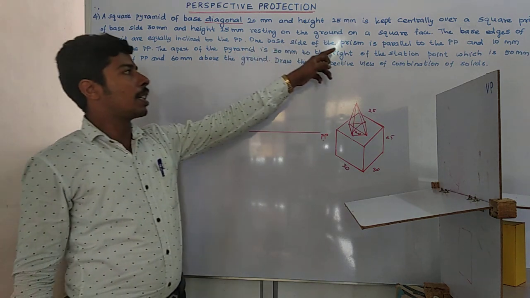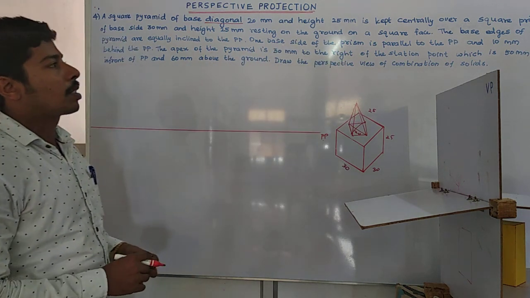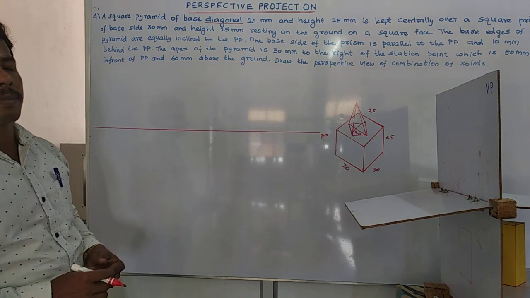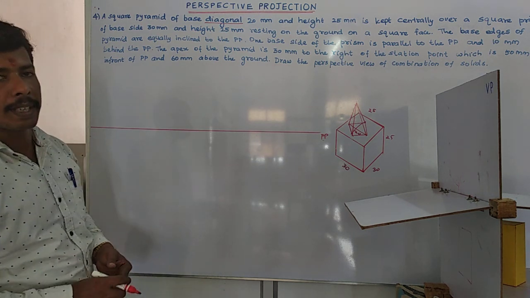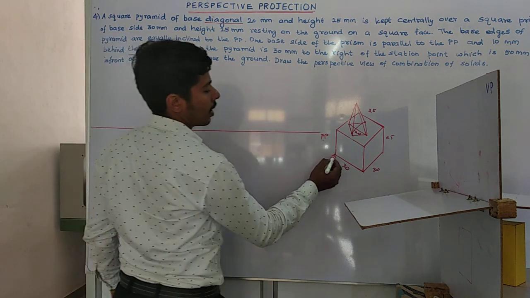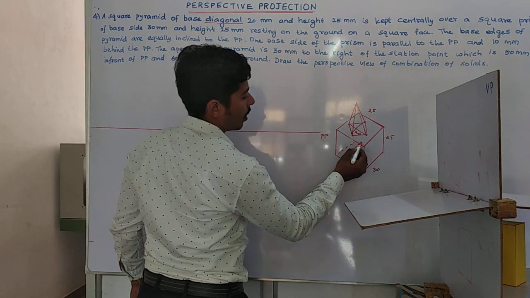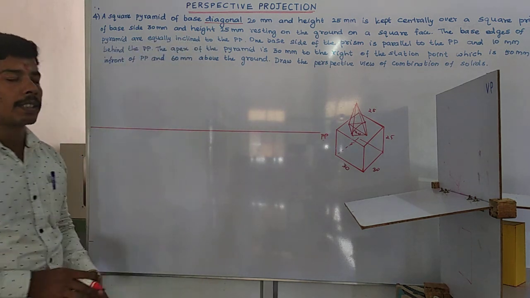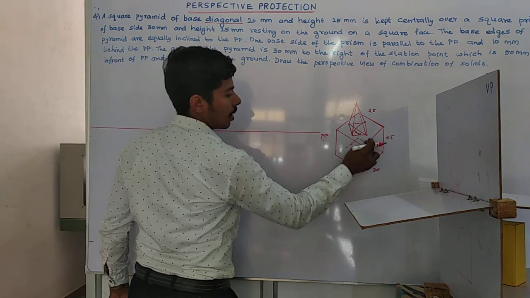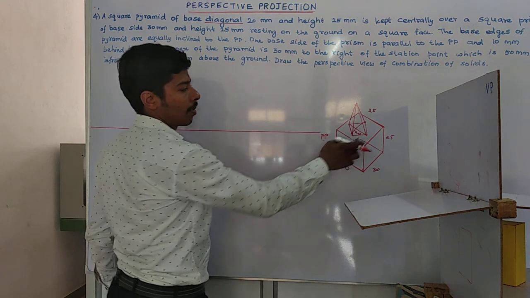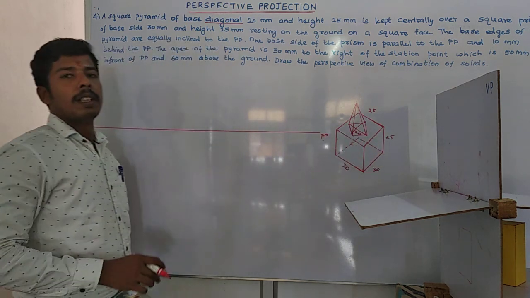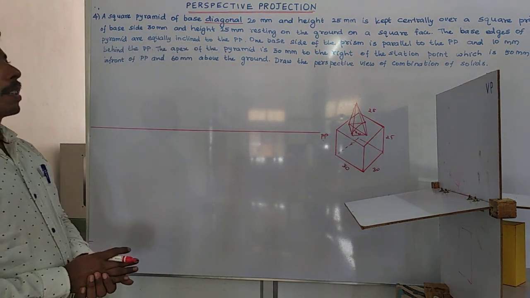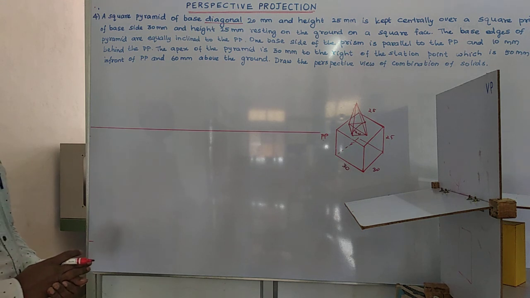It is resting on the ground plane on a square face like that. Square face means 30, so this square face. If you consider this face, it is not square because the height is 25, right? So the square face is lying on the ground plane.